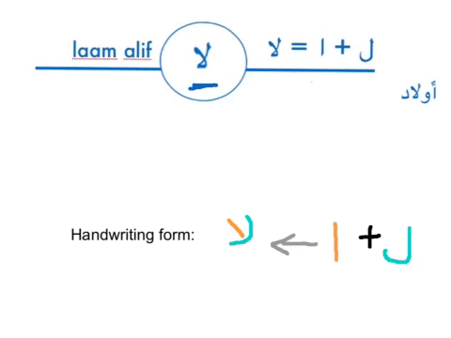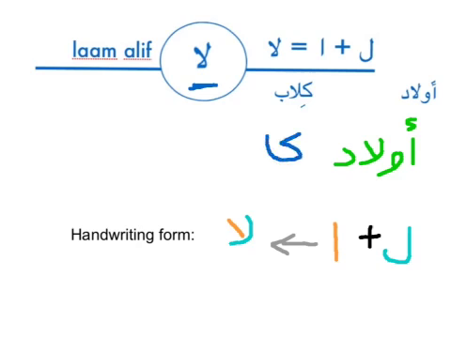An example of this would be the word awlad, and in handwriting we write it like this. Awlad means children. Another example is the word kilab. Watch how I write it in handwriting. Kilab means dogs. The last example is the word tullab, which means students.